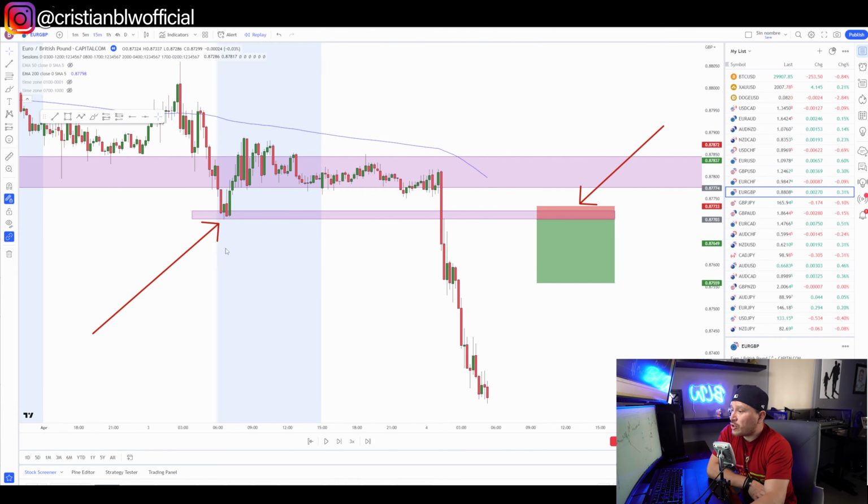Now I drew a trading zone according to the lowest point, meaning the wick, and the beginning of this buying candle. That was my trading zone.